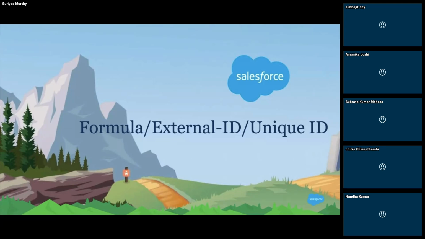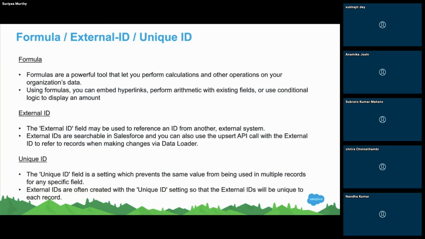Formula, external ID, unique ID are basically types. Formula is a data type. While creating a field, you have seen that there is a data type called formula, right? That is what we are going to see here. Let me explain what these are. Formulas are used to perform calculations. You may have operations like logical operations, arithmetic operations like plus, minus, multiply, or other functions like date.